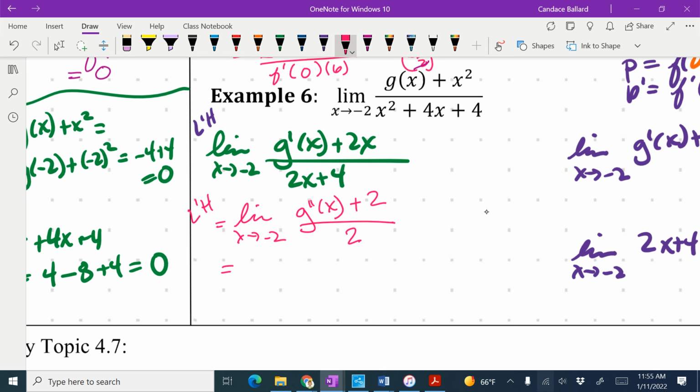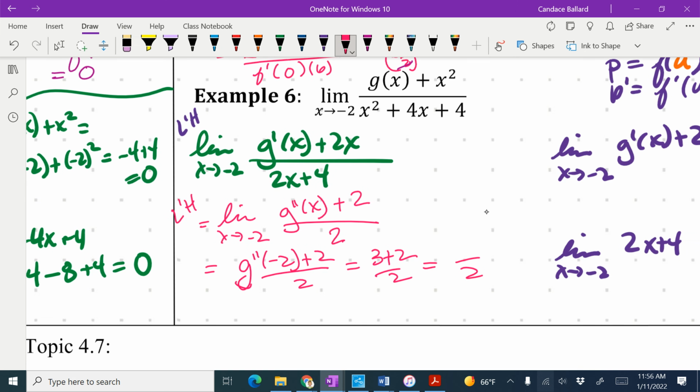Okay? I'm going to plug in my negative 2. All right, so help me out with the table work. What was g double prime of negative 2? 3 plus 2 over 2, which is going to give me 5 halves. Good. All right? So that's it. Woo, yes, yay, exciting.